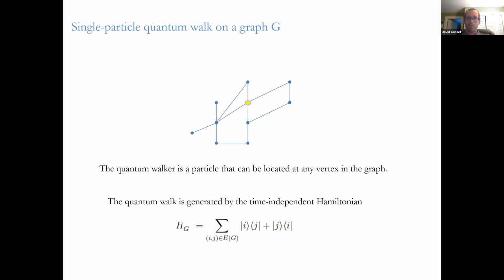And the quantum walk is generated by a time-independent Hamiltonian that I will denote H sub G, which is just the adjacency matrix of the graph. And an initial state psi of 0 in this Hilbert space evolves according to the Schrödinger equation, and since the Hamiltonian is time independent, the evolved state is just given by e to the minus i H_G t acting on the initial state.